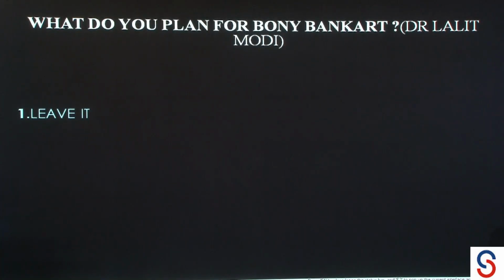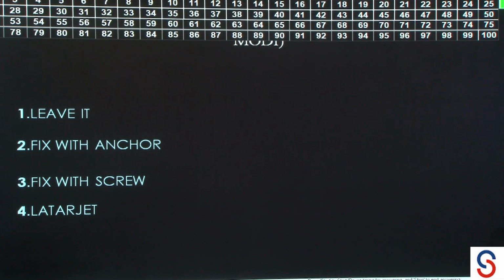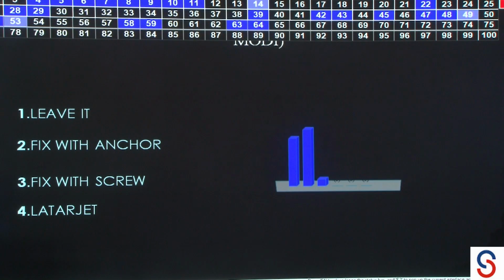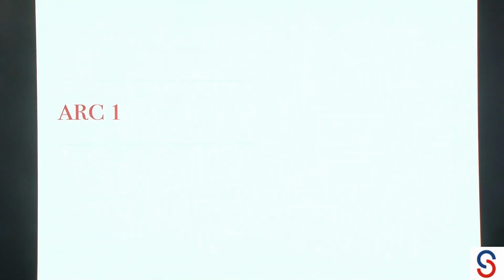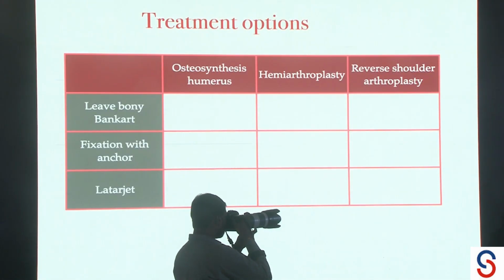How do we manage this bony Bankart? Can we leave it, or fix it with anchor, or fix it with some screws, or directly go for coracoid reconstruction? The audience is obviously not decided here, because there is no consensus whether to fix it or to replace it on the humeral side, and similarly on the glenoid side there is no consensus. So I think it's a good case to discuss. Yes, a lot of confusion and controversy.